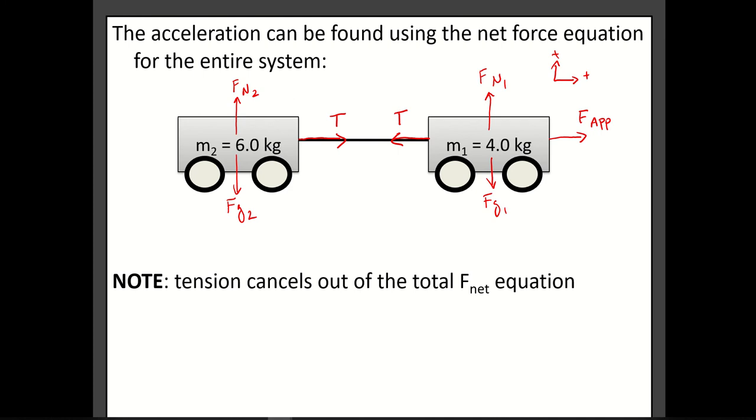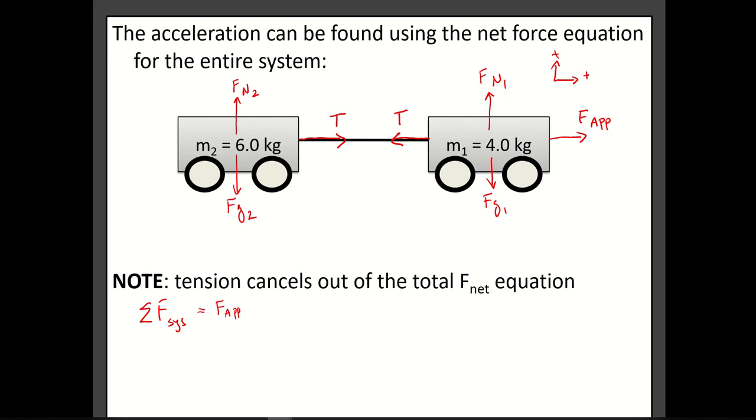And let's write the F net for the system. You can also include a subscript so you remember which one this is. This is the system F net, so we're going to write all the forces from all the masses, starting from, let's say, the force applied. So I'm going to go from right to left in this case. The force applied is positive, so I'm going to write F applied.